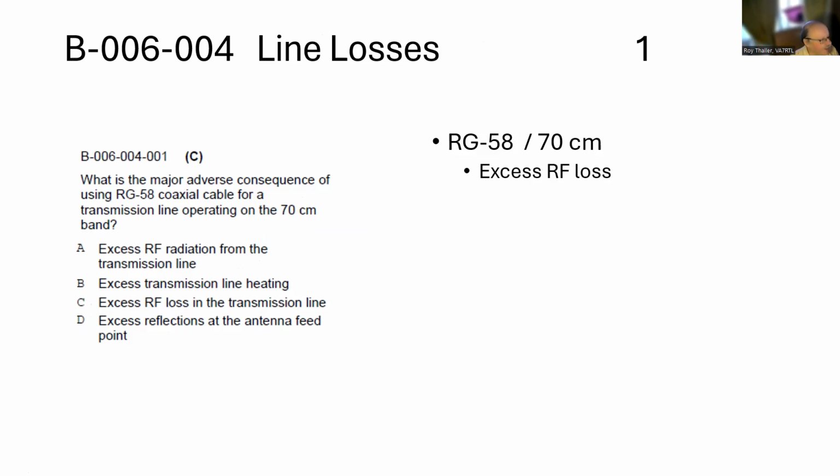Now we get into the section on line losses. So what is the major adverse consequence of using RG58 coaxial cable for a transmission line operating at 70 centimeters? So you're putting high frequency signals, VHF and up, through a coaxial cable that's relatively small. So you're going to have a lot of RF loss in this particular cable. So C is the correct answer, excessive RF loss in the transmission line.